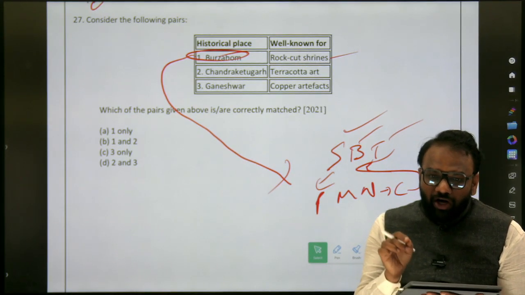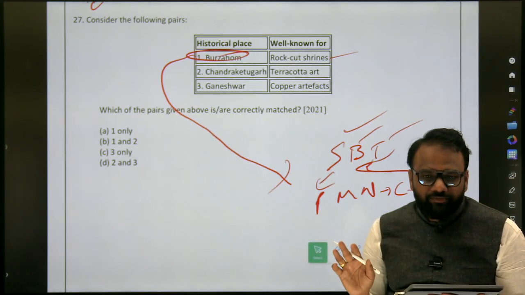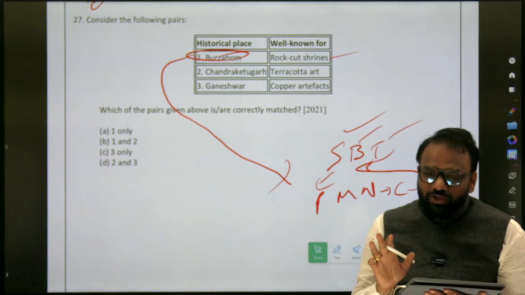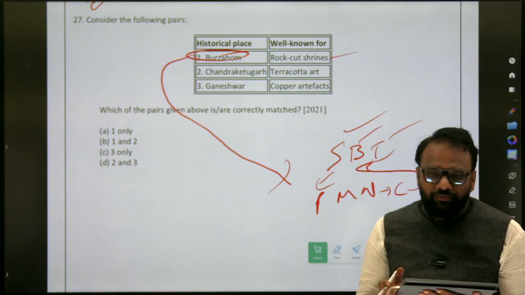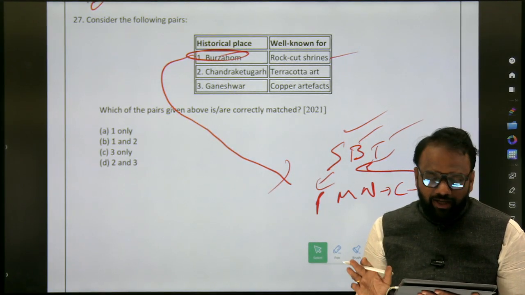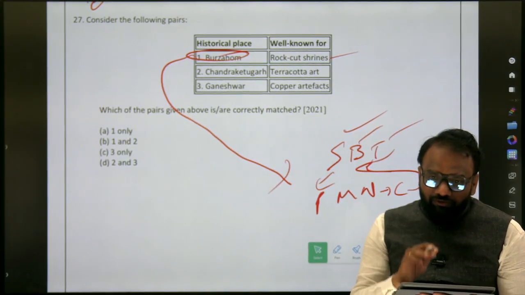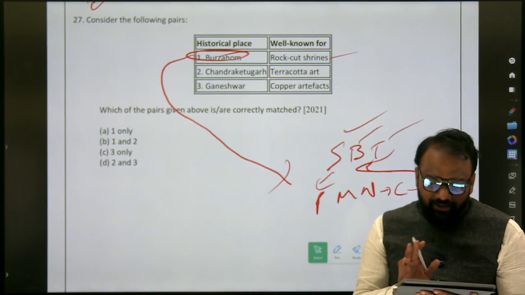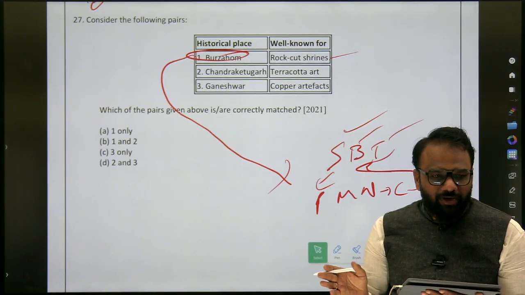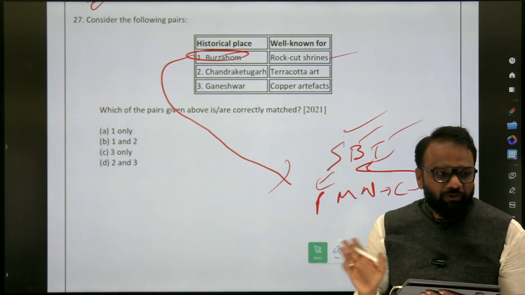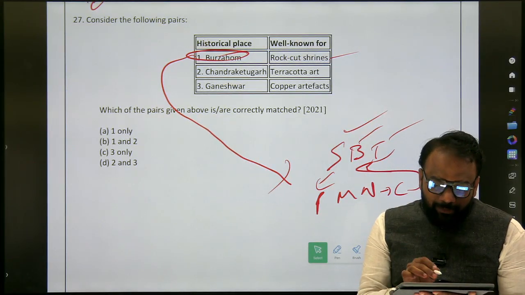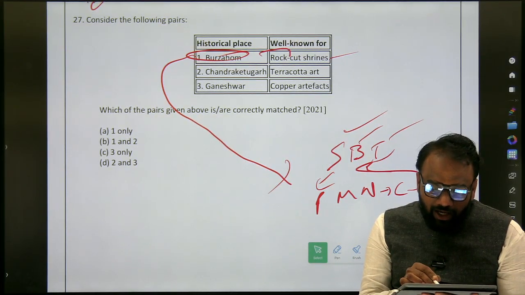So, rock cut shrines. Where was the first rock cut shrine carved in India? Barabar. Barabar rock cut caves. They are associated with which dynasty? The Mauryan dynasty. So in the case of Burzahom, a prehistoric site, there was no feature called rock cut shrines. Rock cut shrines started in the 3rd or 4th century BC, not before that. But Burzahom is a Chalcolithic site, which means in a Chalcolithic site we cannot have rock cut shrines.